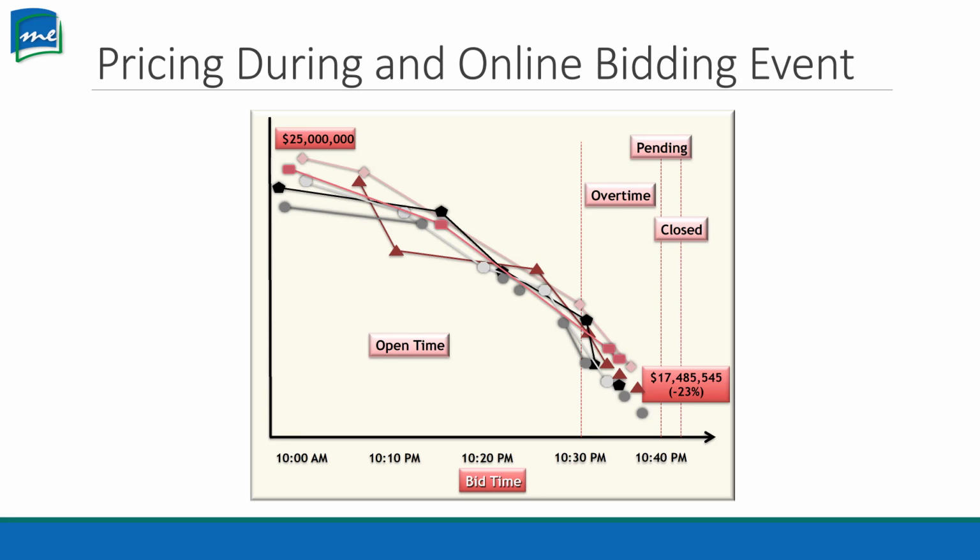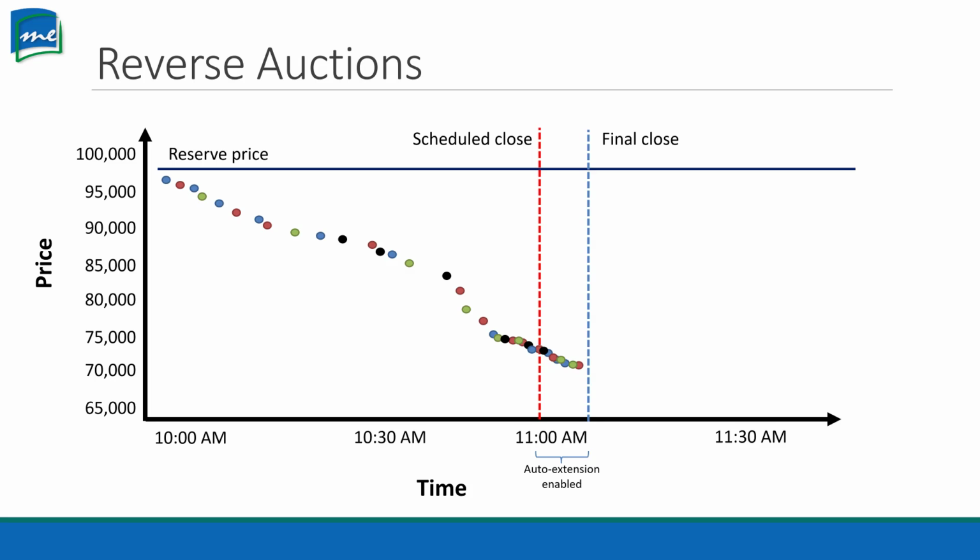So we had our open time period. They were given 30 minutes to place their bids. The system gave them overtime, so they were able to put maybe their final and best bids. And then maybe there was a little bit of time to review, and then it finally closed. Well, this is one way to do your bidding for your contracts. But what about using reverse auctions?